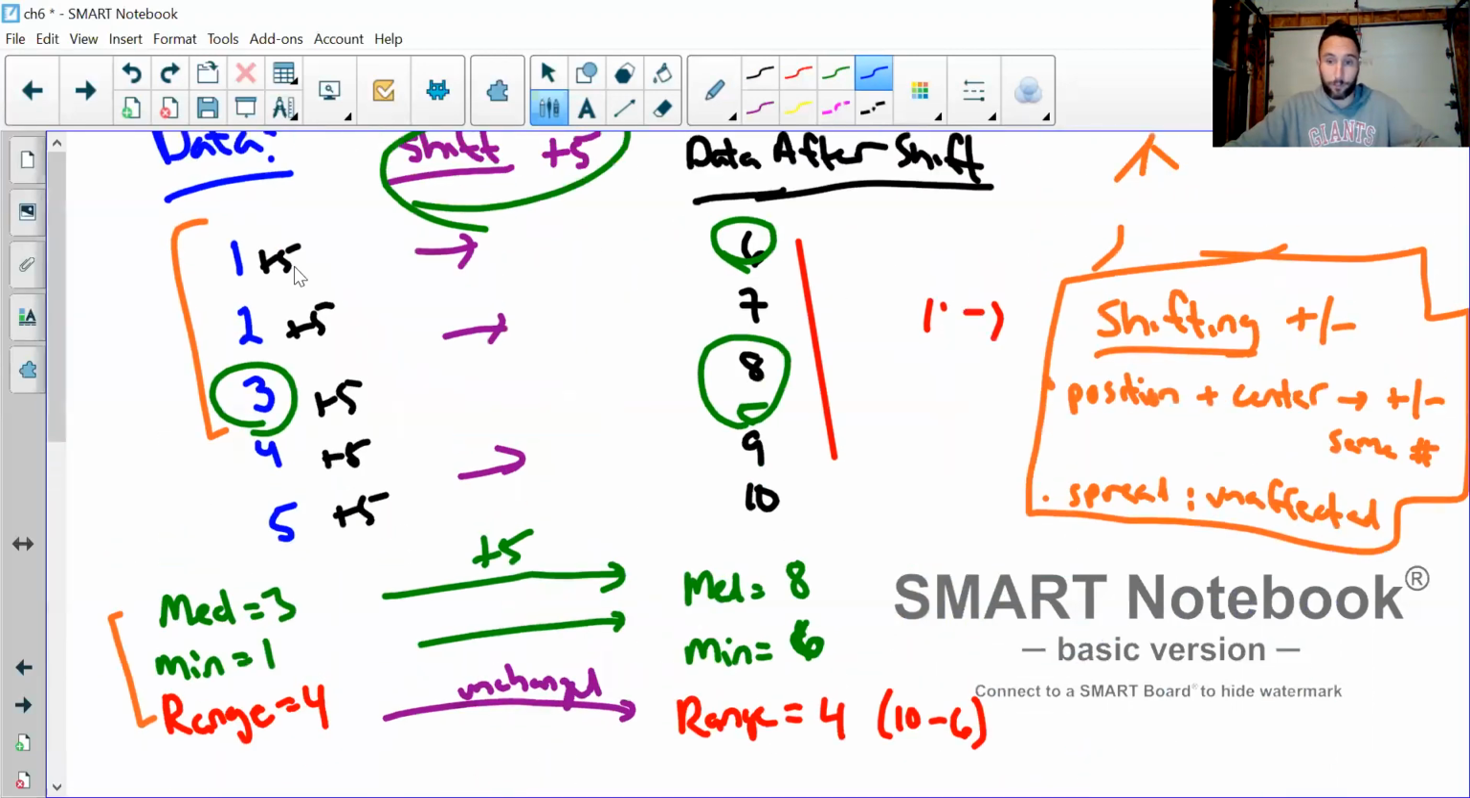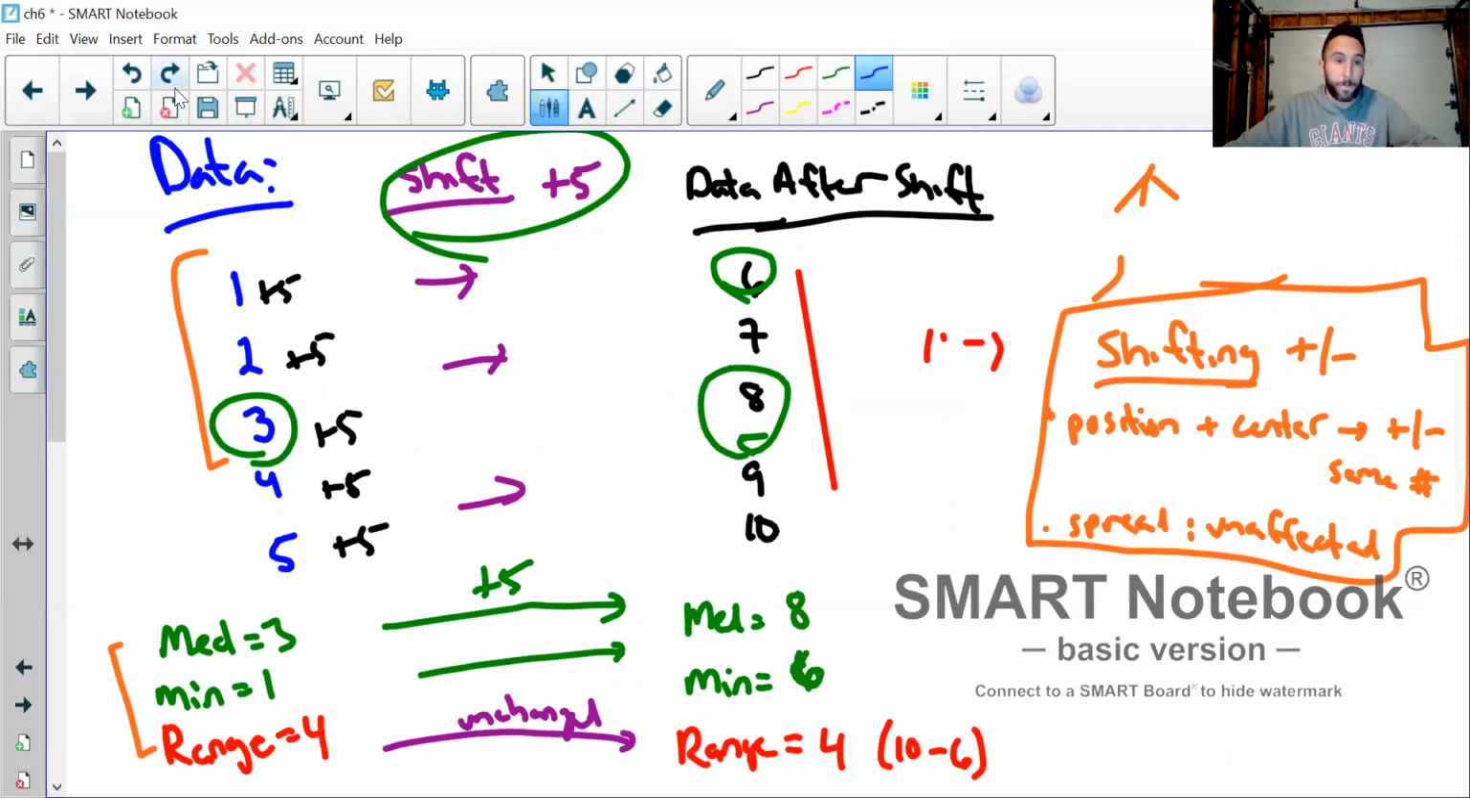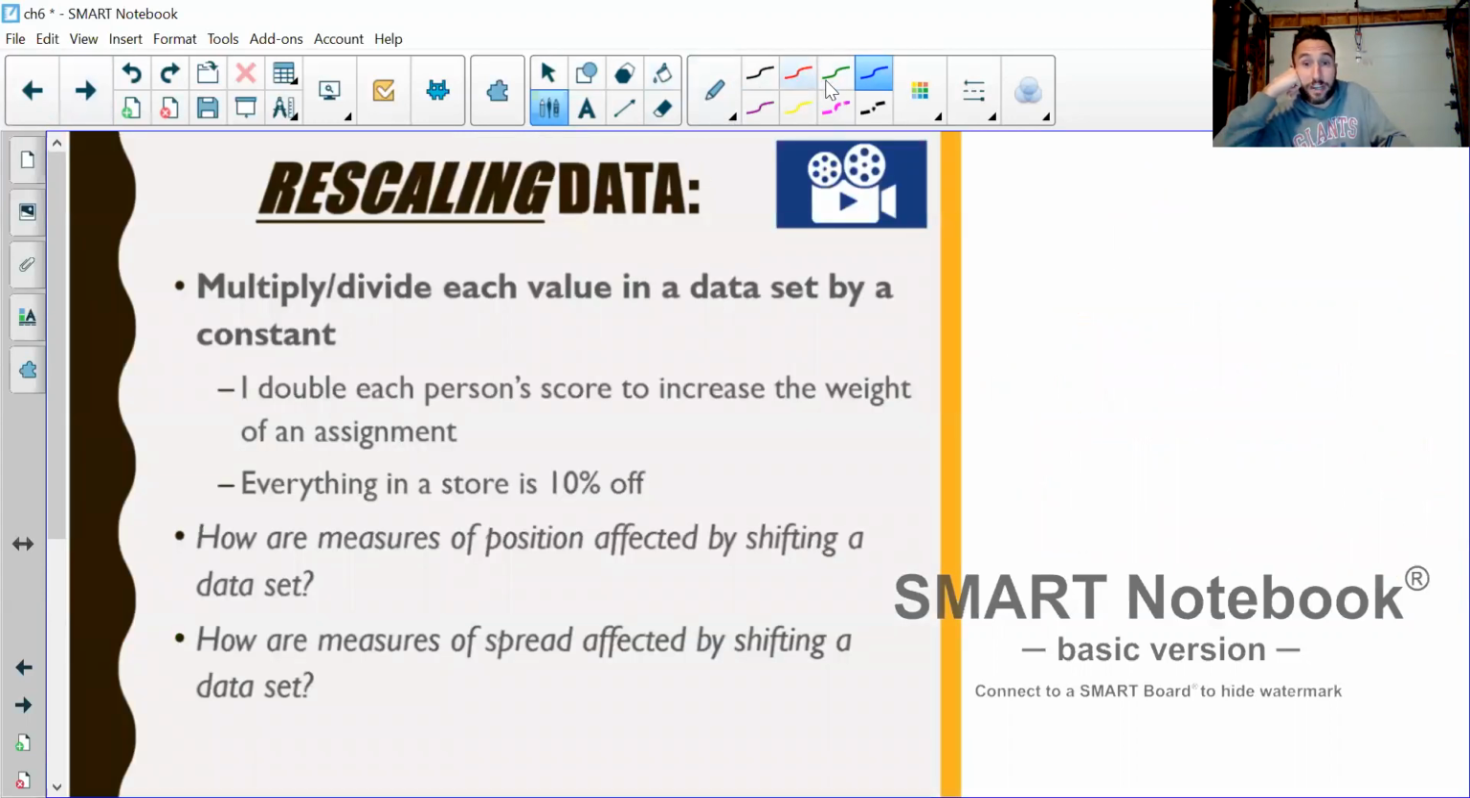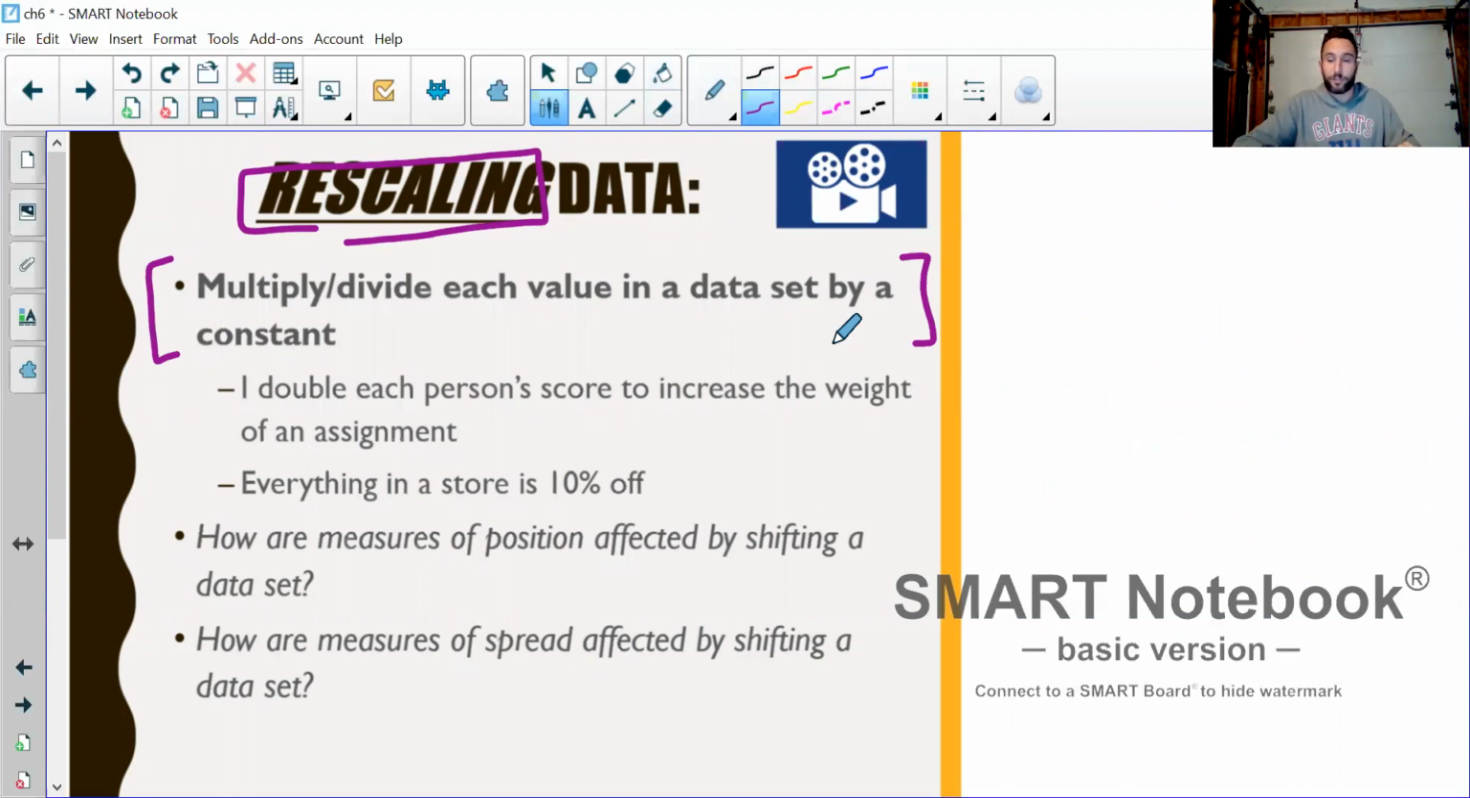Or we go back and make up our example. So shifting data affects center, affects position, doesn't affect spread. So rescaling. Rescaling data is when we multiply or divide each data value by a constant. So rescaling up here, now we're multiplying or dividing each value in a data set by a constant.